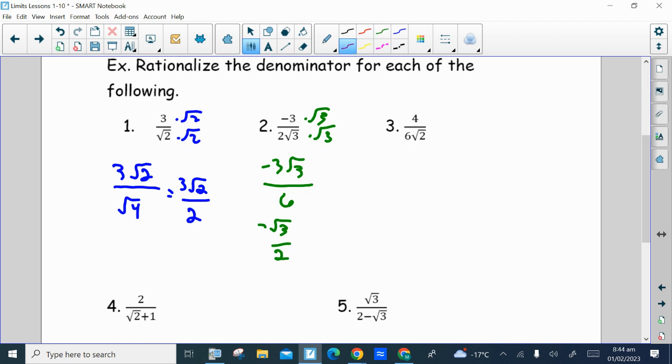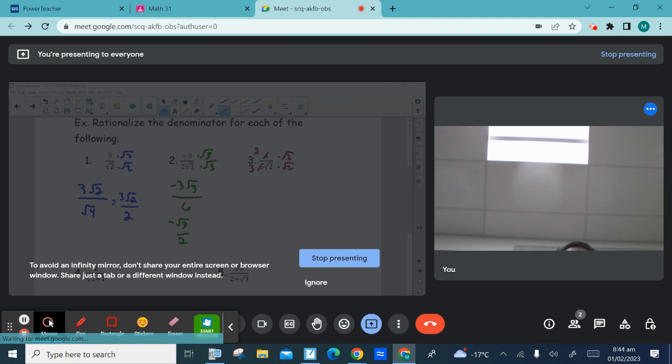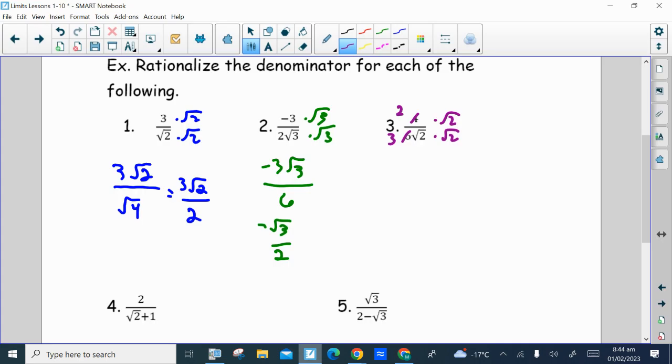For question 3, we'd multiply top and bottom by root 2. But the other thing we could do here is simplify a little bit before we start by dividing top and bottom by 2 as well. And that makes things a little bit simpler. Again, you'd get the same answer if you didn't do this. If you simplified after you did your multiplying, you would get the same answer. So on top, we're going to be left with 2 root 2 all over 3 times root 2 is 2, so 3 times 2, which is 6. And this becomes root 2 over 3 when we divide top and bottom by 2.